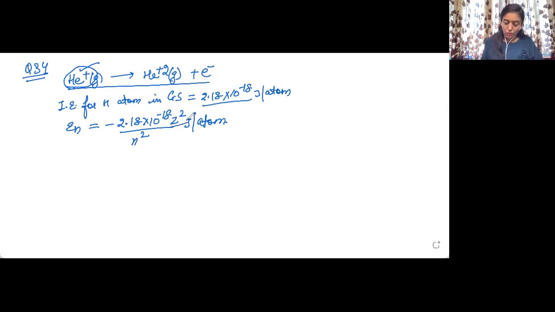Okay, now we need to ionize it from the ground state, that is, the electron is in the n equal to 1 energy level, and we need to move it into n equal to infinite energy level, that is, we need to remove the electron from the atom. So delta E will be equal to E infinity minus E1.